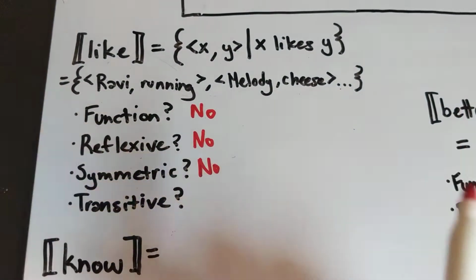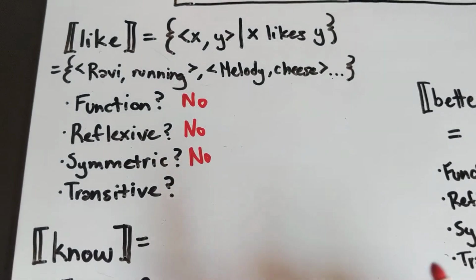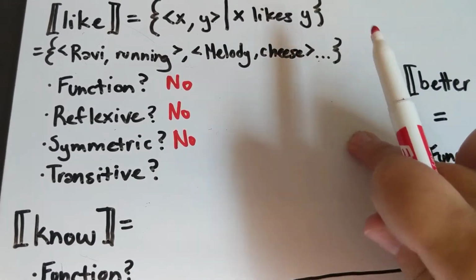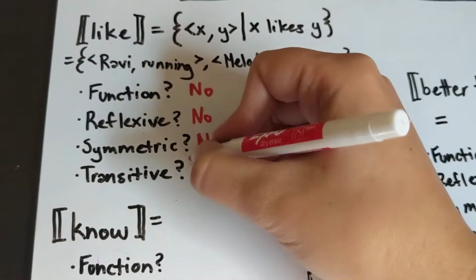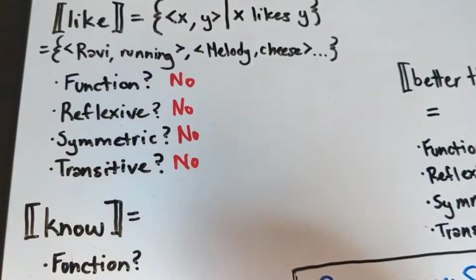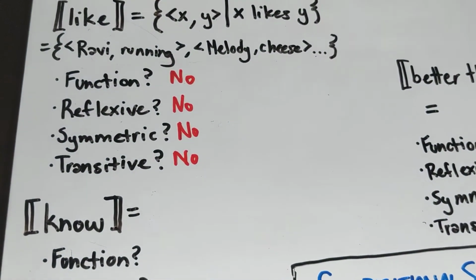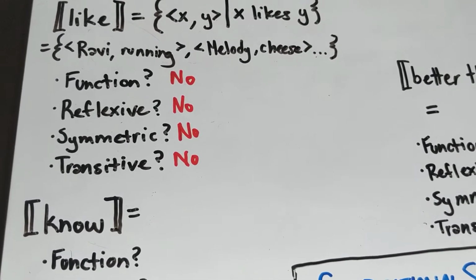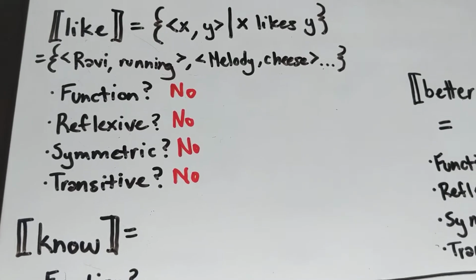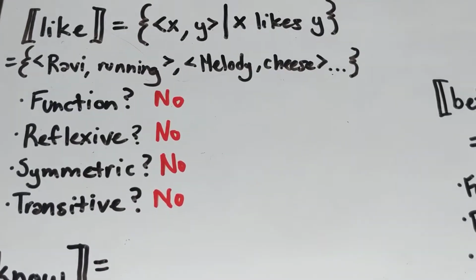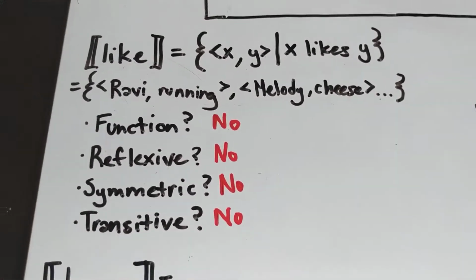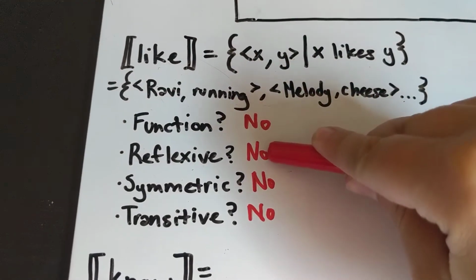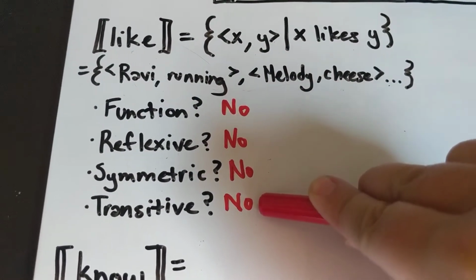Is it a transitive relation? If it were transitive, this would mean that if Ravi likes Melody and Melody likes cheese, then Ravi would immediately like cheese. This is definitely not true. Anybody has had an experience where somebody that you like likes something that you don't like. My cat likes to eat cat food and I don't like to eat cat food, but that doesn't mean I don't like my cat, right? So this particular relation like has none of these traits. It's not a function, it's not reflexive, it's not symmetric, it's not transitive.